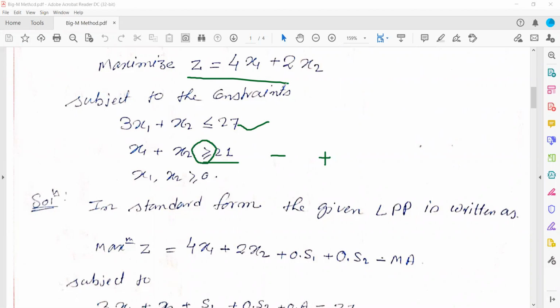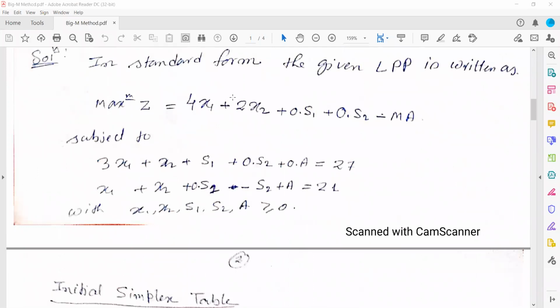First you write this LPP into its standard form. How to write it in standard form? Obviously you know that: by introducing slack, surplus and artificial variables. So z equals 4x1 plus 2x2, just simply z equals 4x1 plus 2x2, subject to the constraints.